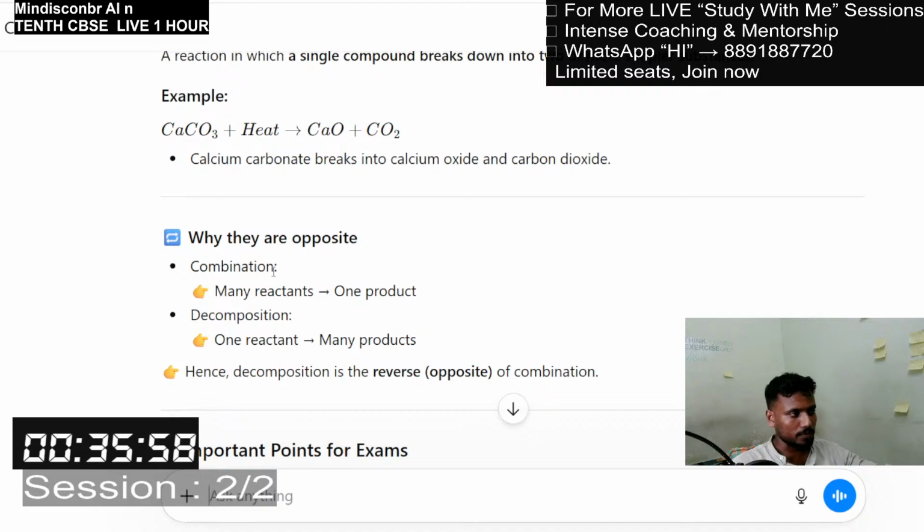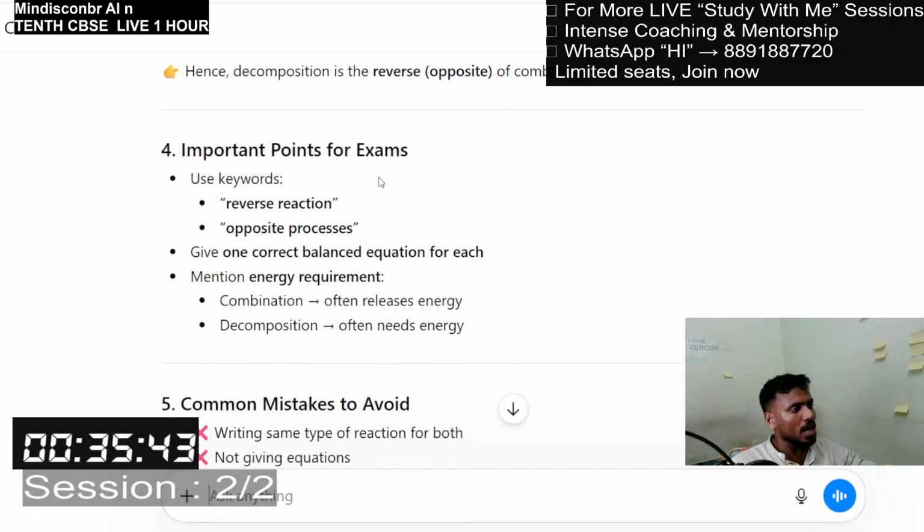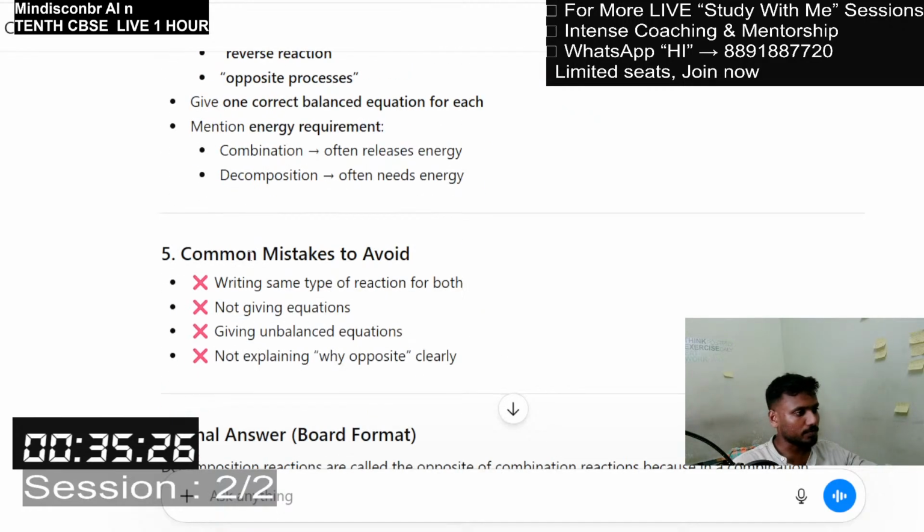Why are they opposite? Because in a combination reaction, many reactants combine together to form one product, whereas in a decomposition reaction, one reactant breaks down to form many products. Hence, decomposition is the reverse or opposite of combination. Important points for exam: use keywords like reverse reaction, opposite processes, give one correct balanced chemical equation for each, and mention the energy requirement. In combination reaction, energy is always released, but in decomposition reaction, energy is always absorbed or needed during that process.